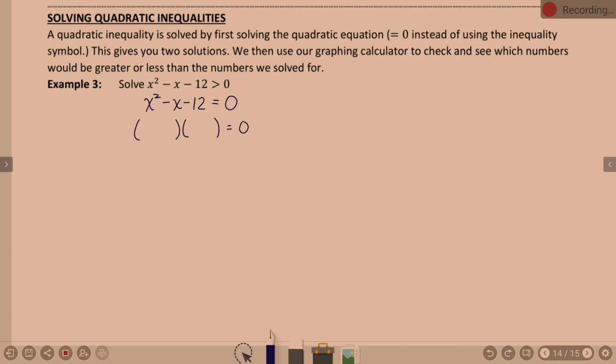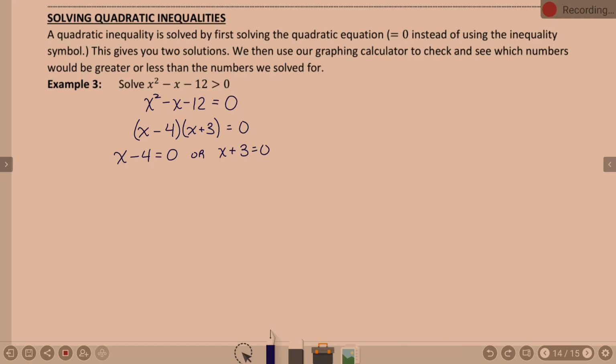This factors into x squared. X squared is x and x. Multiplying to be negative 12 and adding to be negative 1 is going to be negative 4, positive 3. Officially, how do we keep going? I know a lot of you just jumped to the answers at this point, but officially I'm going to say set each factor equal to 0. So x minus 4 equals 0, or x plus 3 equals 0.